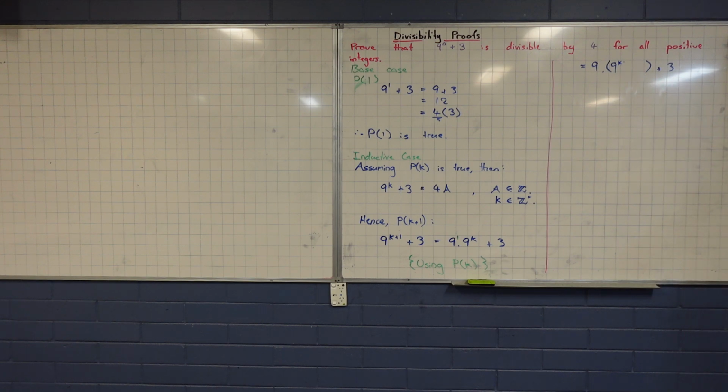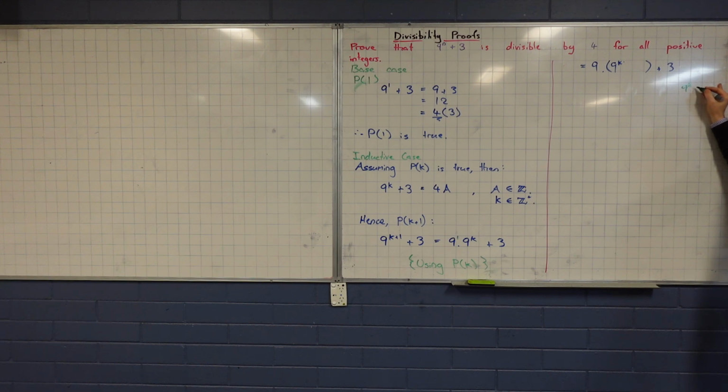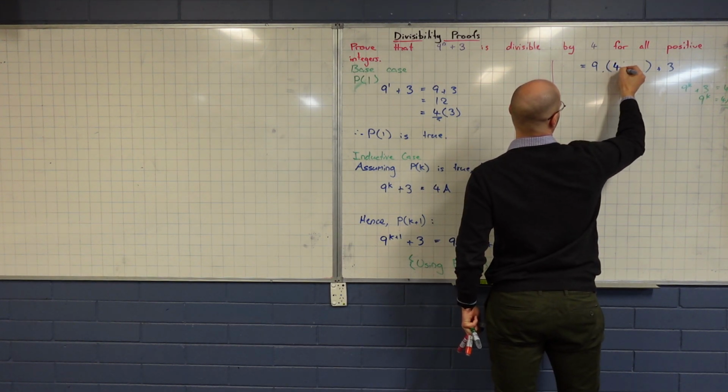Do we have an expression for 9^k? Yeah. Mr. Leishman? 4a take 3. Okay, so 9^k plus 3 is 4a. Therefore, we're going to find that 9^k is 4a take 3. Do you see what's happened there? Yeah. So we've used that P of k and we've cleverly rearranged it. Putting this in, that becomes 4a take 3.